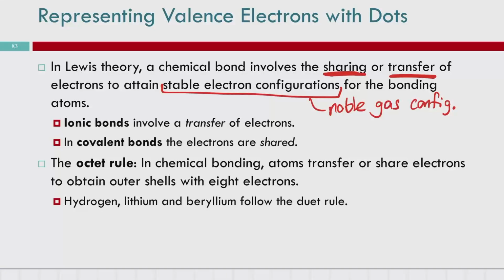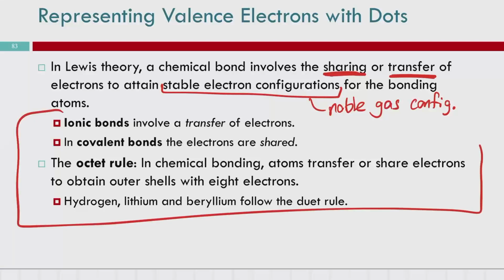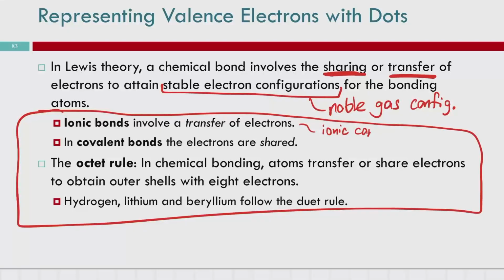The 2 types of bonds that we have are ionic bonds. Ionic bonds involve a transfer of electrons. These are notably seen in ionic compounds, things that have a metal and a nonmetal, or things that have a cation and an anion. So ionic bonds, we are transferring the electrons. We're thinking of them at least as being given from one atom to another atom.